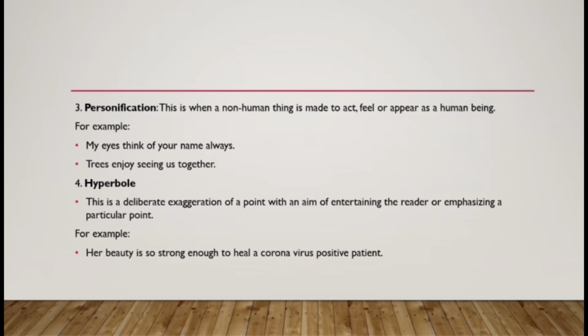Hyperbole. This is a deliberate exaggeration of a point with an aim of entertaining the reader or emphasizing a particular point. In this case, a poet discusses something with an amplified mentality. For example, her beauty is strong enough to heal a coronavirus positive patient. So, with what is known about coronavirus, I hope you know and you experienced that period. And you know the scars it has left on the faces of many continents in the world. Can the beauty of a person deal with it? No. This statement is aimed at emphasizing that the girl is very beautiful beyond any comparisons. Thus, a hyperbole.